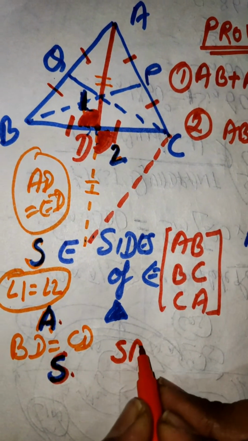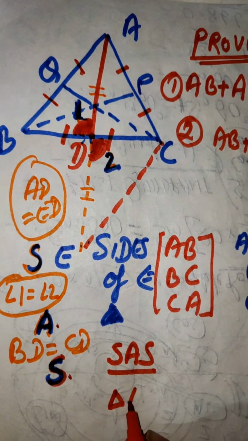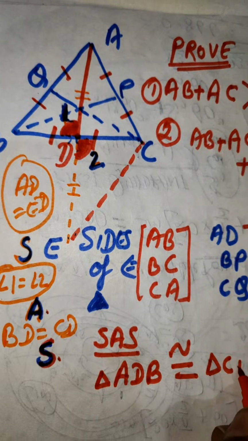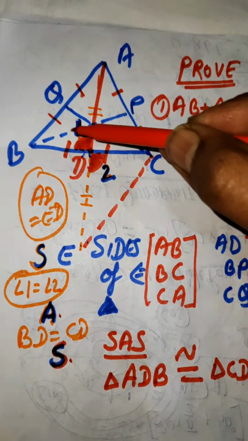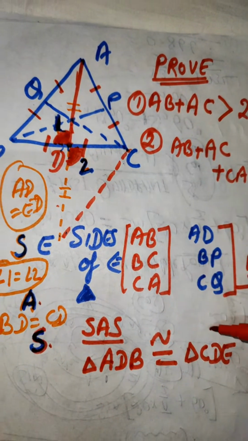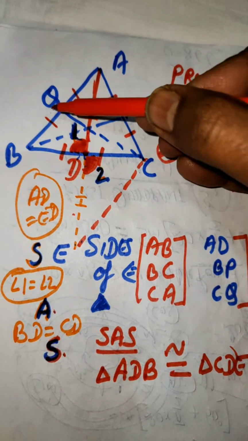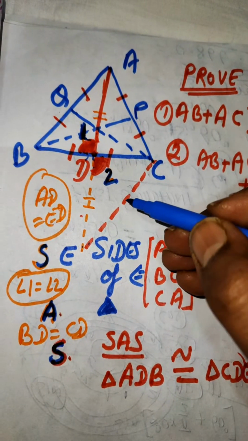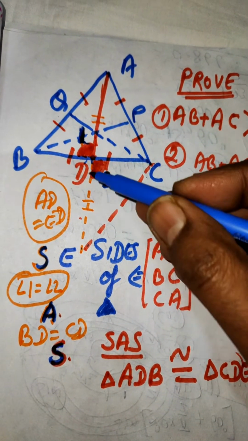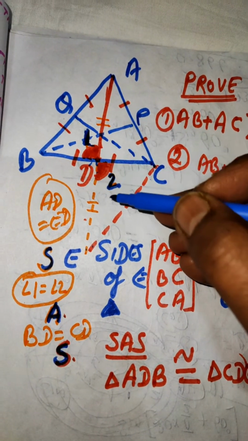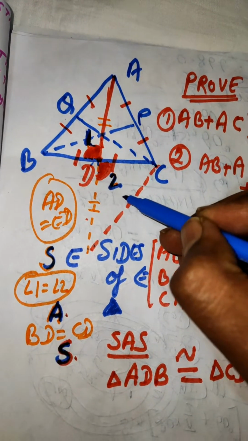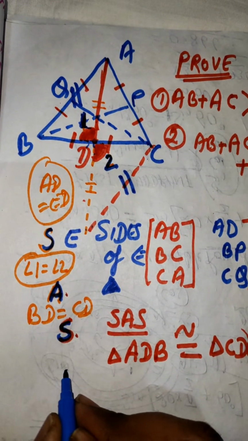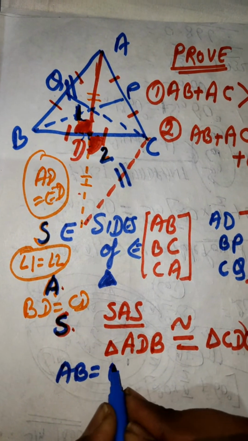By side angle side, can't we say that triangle ADB is congruent to triangle CDE, right? ADB is congruent to CDE. The same I have mentioned over here. So if these two triangles are congruent, then what will happen? Since the corresponding parts of congruent triangles are equal, by CPCT, we say that this side is equal to this side, right? So we will be writing it as AB equals EC.